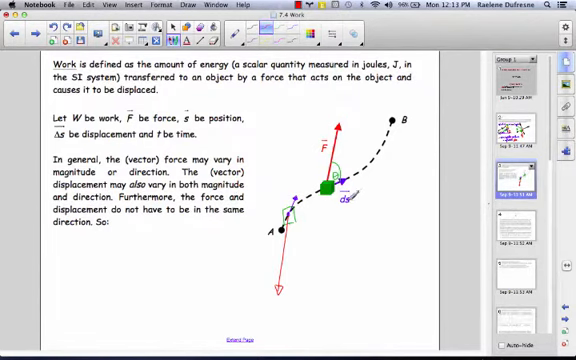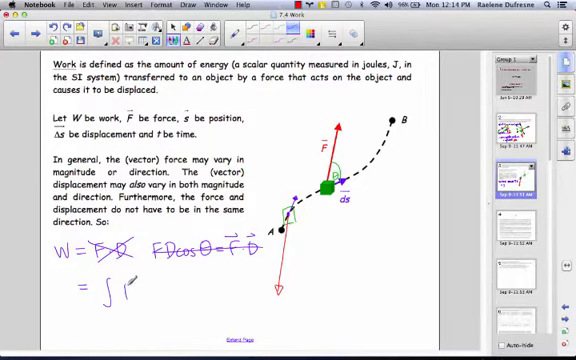Also, the vector displacement may also vary in both magnitude and direction. Here at least we see that the ds vector is definitely changing in direction because of the path of the curve having different tangents at each point in time. Furthermore, the force and the displacement do not have to be the same direction. As a result, if we want to calculate work, the forms that we've used in the past, namely that work is force times displacement, or force times displacement times the cosine of the angle between them, otherwise known as F D cos theta, F dot D, or the integral of f of x dx, these might not all work.